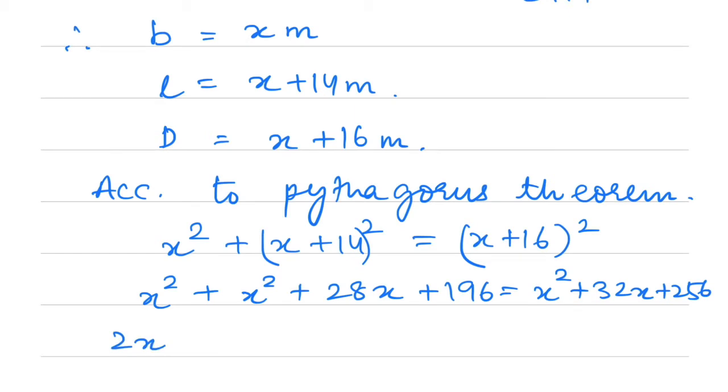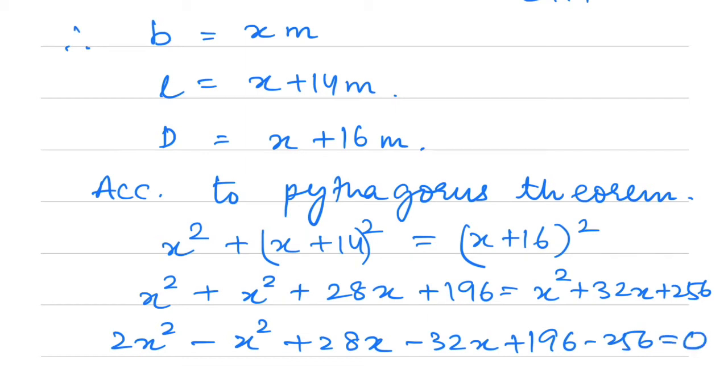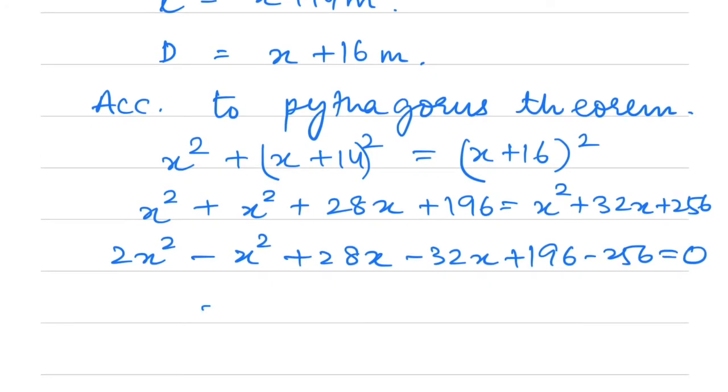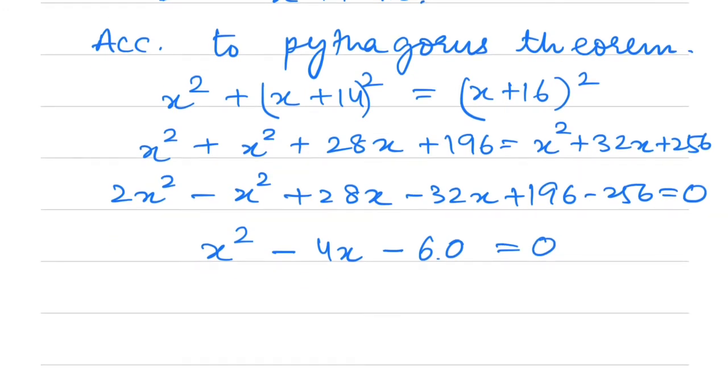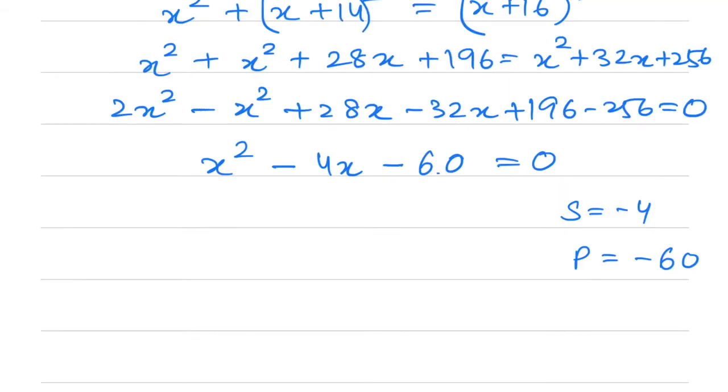So here we have 2x square minus x square plus 28x minus 32x plus 196 minus 256 is equal to 0. Then we have x square minus 4x minus 60 is equal to 0. So here we can split the middle term. So sum has to be minus 4 and product has to be minus 60. The numbers are minus 10 and plus 6.